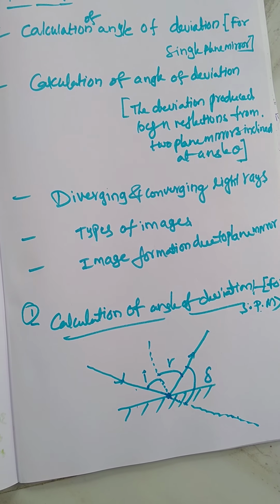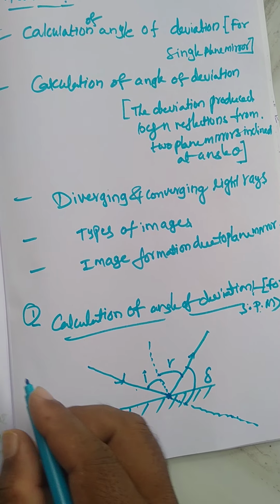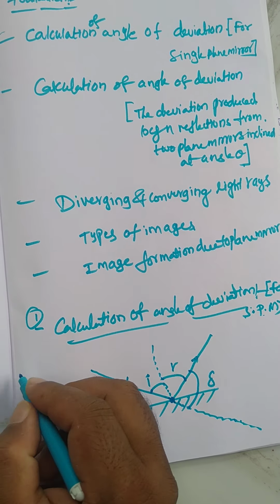Here I want to introduce two new terms. One is the glancing angle of incidence, and the other is the glancing angle of reflection.